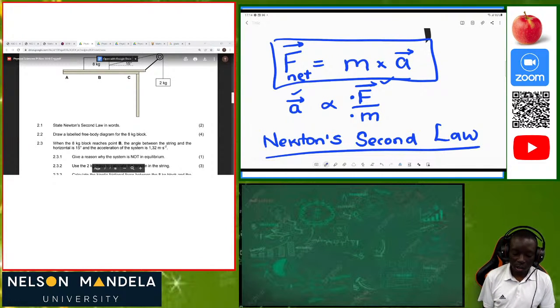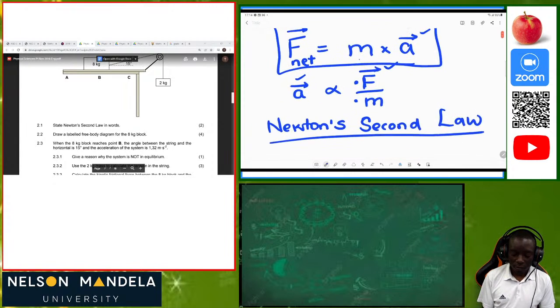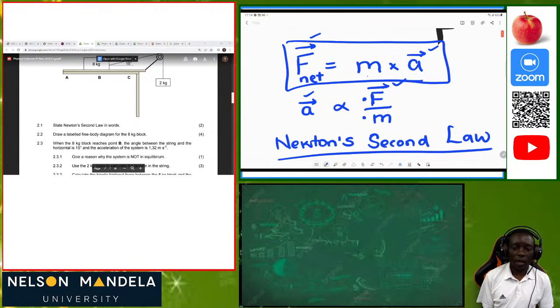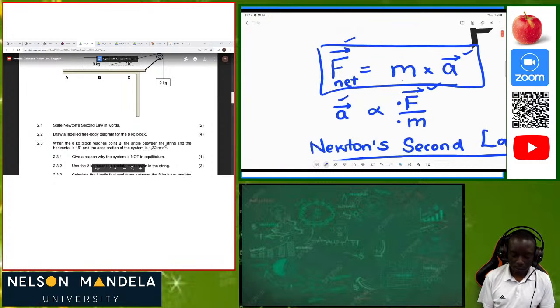So Newton's law talks about the net force, or a non-zero force, or an unbalanced force acting on an object, giving the object an acceleration which is in the direction of the force. So the vectors there are showing direction. And that acceleration is directly proportional to the force and inversely proportional to the mass. So that's how you would state Newton's second law.